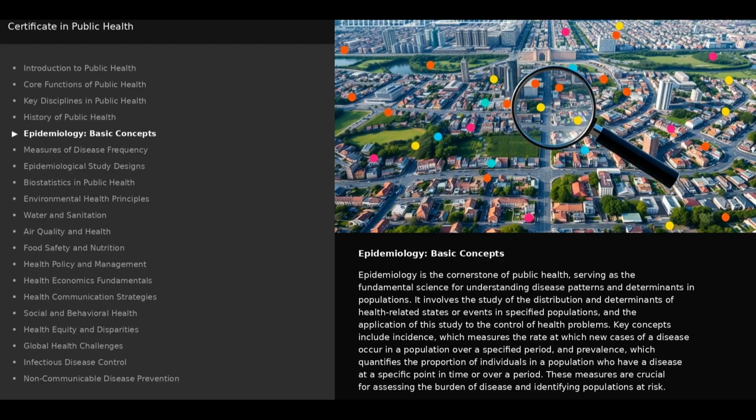Key concepts include incidence, which measures the rate at which new cases of a disease occur in a population over a specified period, and prevalence, which quantifies the proportion of individuals in a population who have a disease at a specific point in time or over a period. These measures are crucial for assessing the burden of disease and identifying populations at risk. Understanding these basic concepts allows public health professionals to track disease trends and plan interventions effectively. It provides the evidence base for public health action.